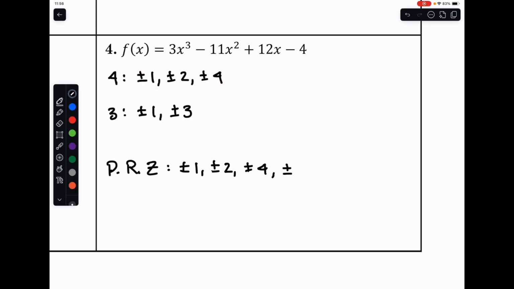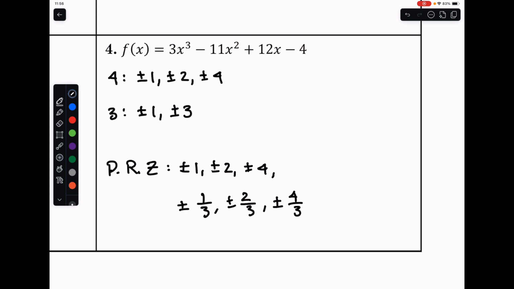Let me write it underneath. It'll be 1 over 3, 2 over 3, and then 4 divided by 3. So again, not a very long list of possible rational zeros. Let me erase this, okay?